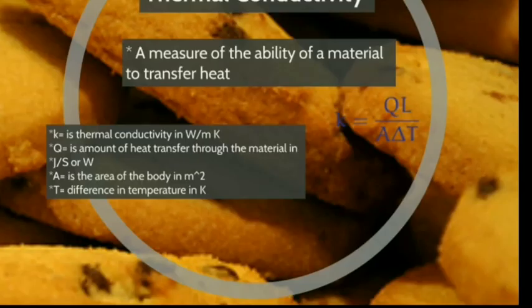Next, thermal conductivity, a measure of the ability of a material to transfer heat. K is equal to Q L by A del T. That means the ability of the oven to transfer heat. By using thermal conductivity, we see how the oven has the ability to transfer heat. K, thermal conductivity. Q, amount of heat transfer through material. A, area of the body. Del T, difference in temperature in Kelvin.